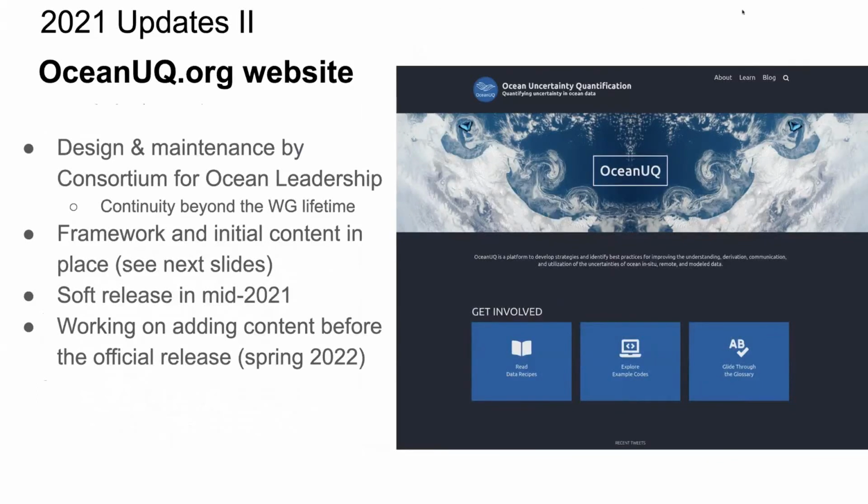The other major update is our website, OceanUQ.org. This was built for us by Leslie Smith and other web people at the Consortium for Ocean Leadership, which is awesome because we're not web design specialists. And also, more importantly, because it doesn't sit on the US CLIVAR website, this website will live on past the working group lifetime. So when our funding runs out, OceanUQ.org can continue to be maintained.